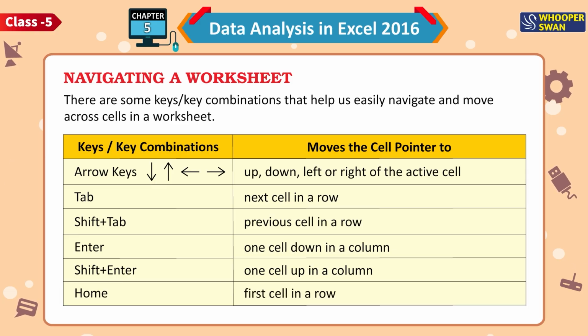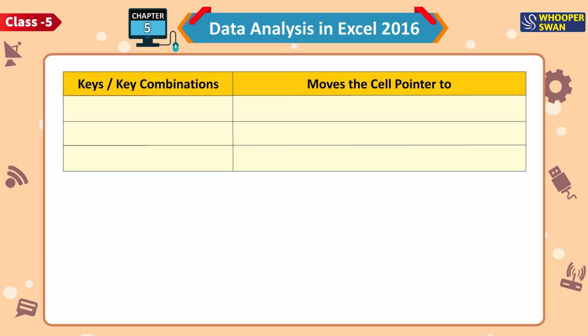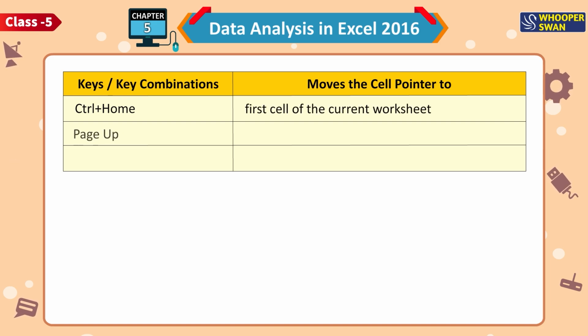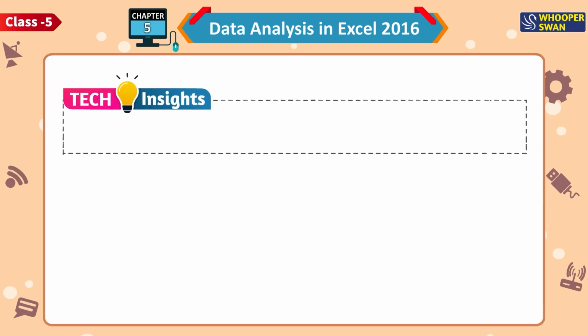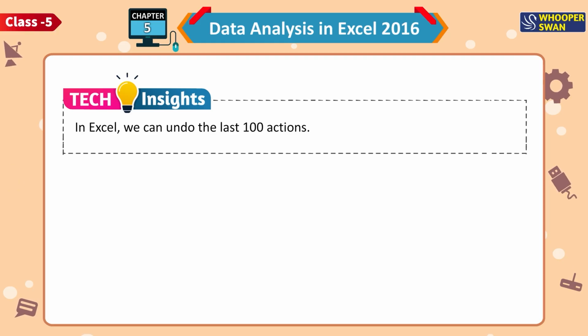Home. First cell in a row. Control plus home. First cell of the current worksheet. Page up. One screen up. Page down. One screen down. Tech Insights. In Excel, we can undo the last 100 actions.